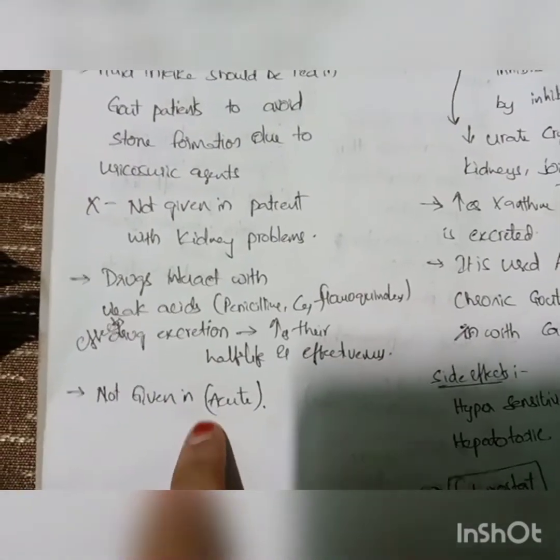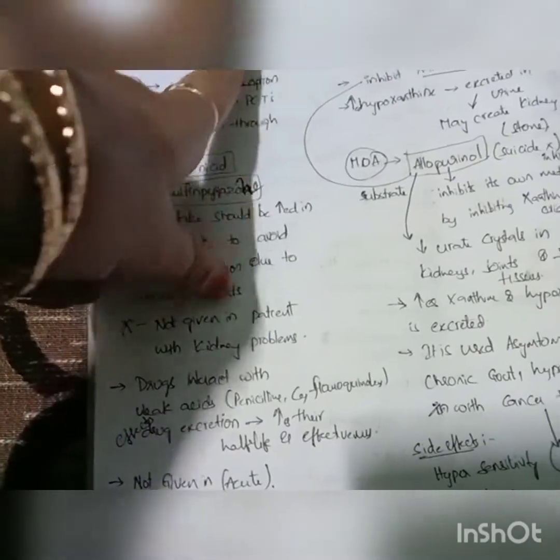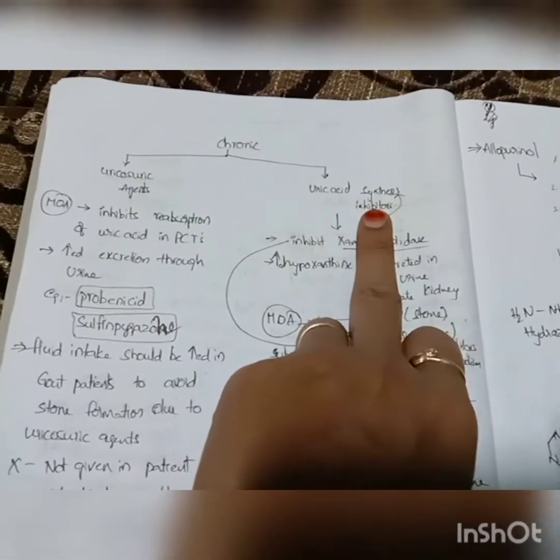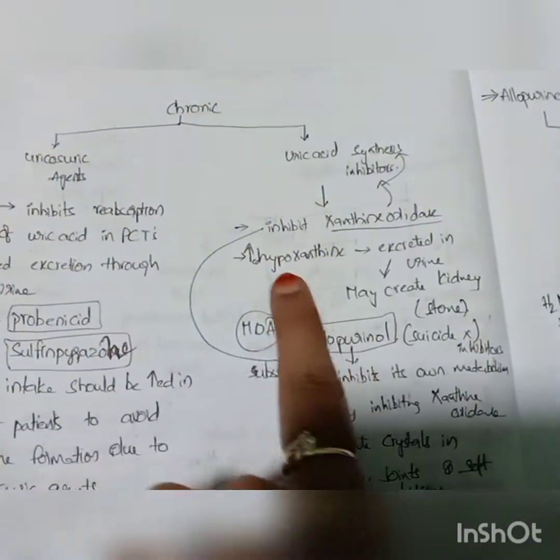This increases their half-life and effectiveness. It is not given in an acute condition. This is a chronic one, right? Uricosuric agents are given in the chronic prophylaxis condition. So coming to the next, uric acid synthesis inhibitors. Now we are going to see uric acid synthesis inhibitors.